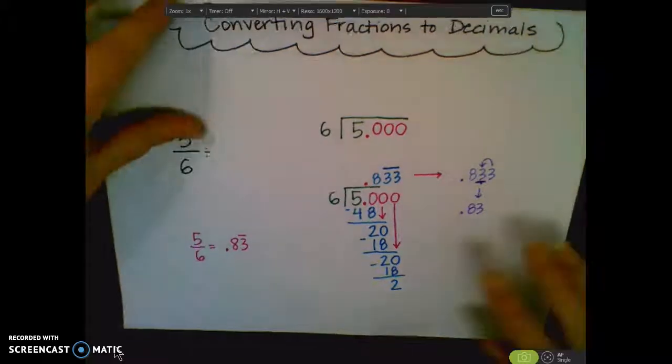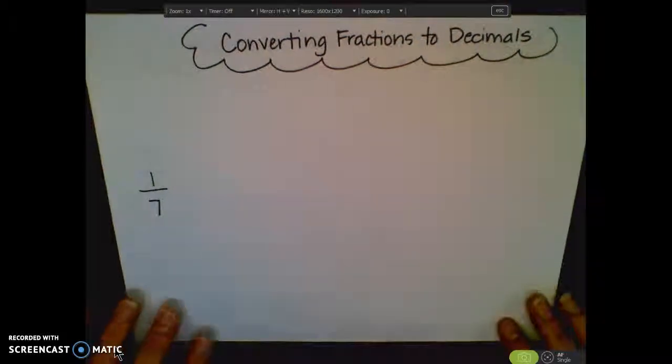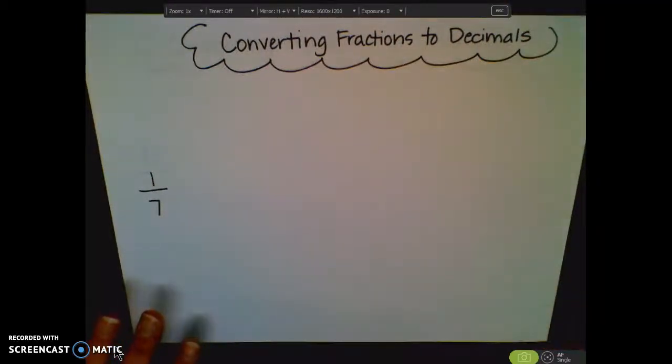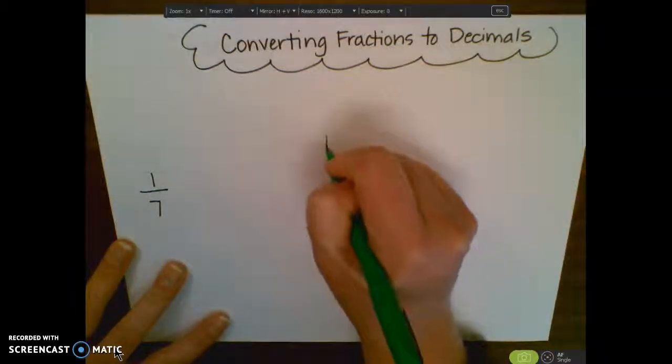All right? Let's take another look. If you want to start on this one for practice, we have 1/7. I'm going to solve this one, though, here. But if you want to stop the video and try solving it to see if your answer matches up with mine, you can do that. So I'm going to set up my division.